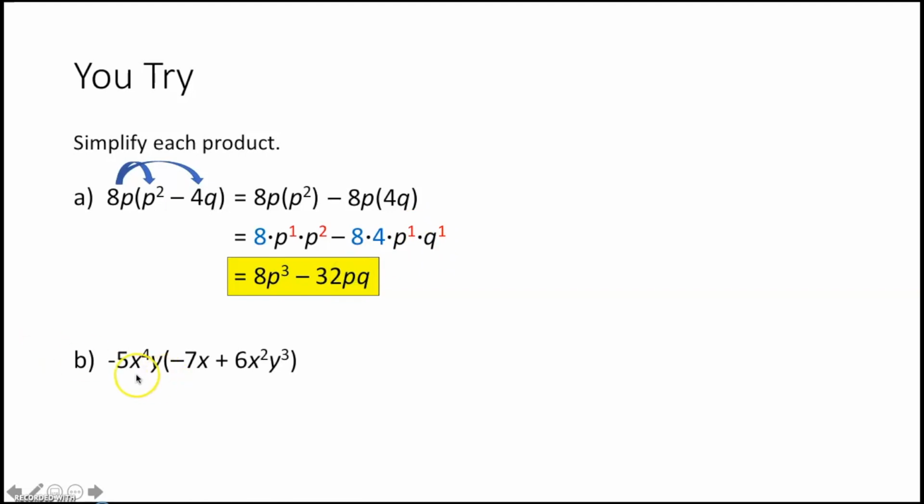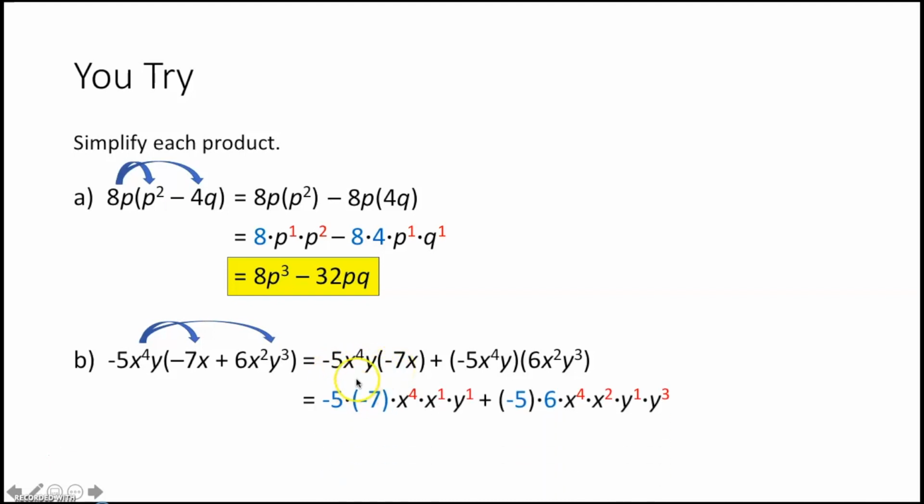For part B, we're again going to distribute this monomial to each of the terms. So we take -5x to the 4th y, multiply it to the -7x, and multiply it to the 6x squared y cubed. Now we just need to simplify each of these multiplications. So here, we multiply the -5 to the -7 out front. We multiply the x to the 4th times the x to the 1st, and the y to the, well, there's no other y, so we just tack that on the end.